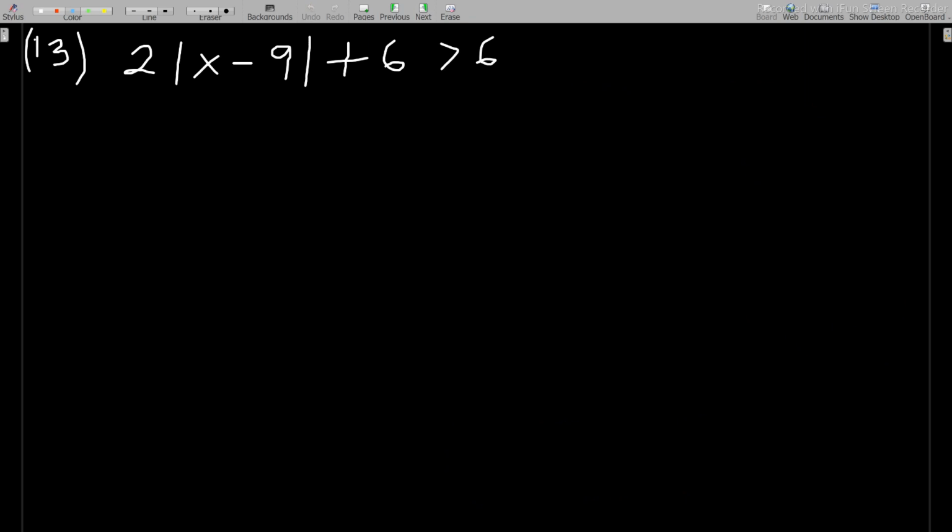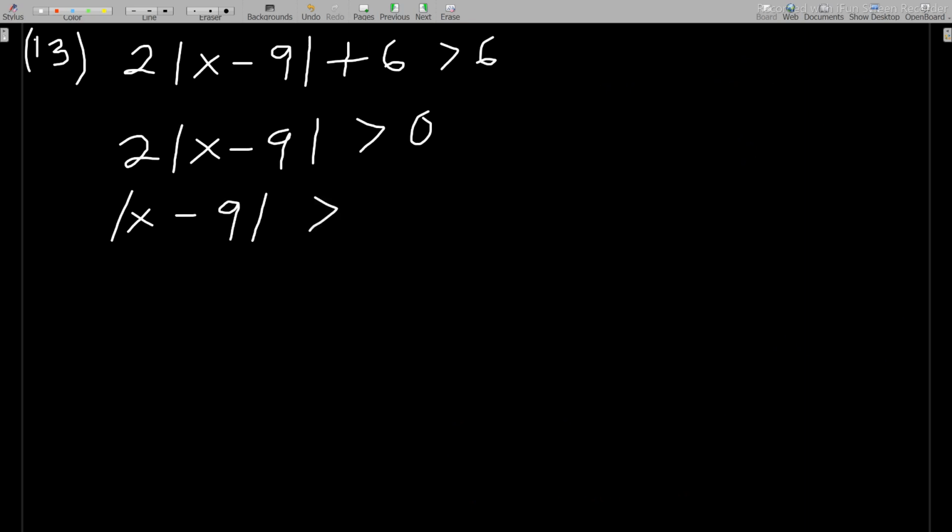We have, I think this will be the last one, or last but one. I have this 2 into absolute of x minus 9, then greater than 6 minus 6, that will give me 0. So I have absolute of x minus 9 greater than 0. And when the absolute is greater than 0, the solution is all real numbers except the value that will make this 0. So what value will make this 0? It's 9.